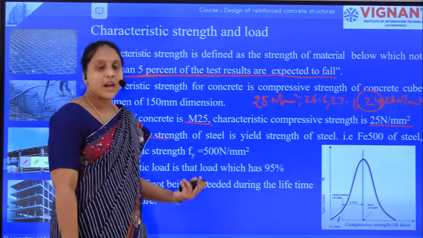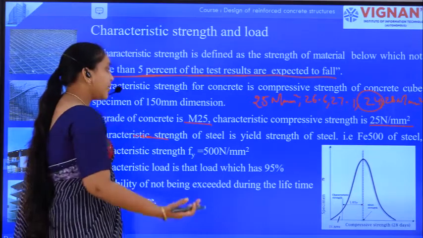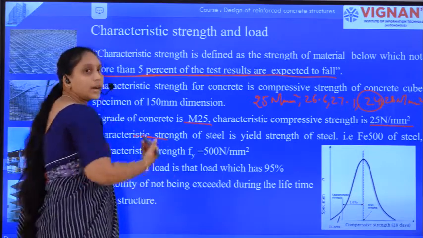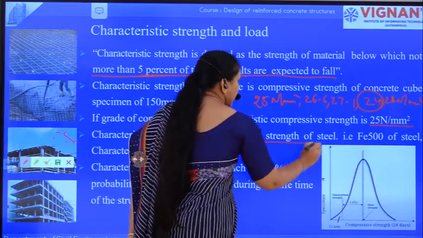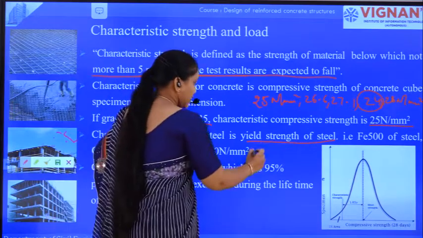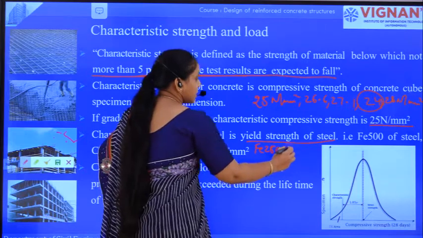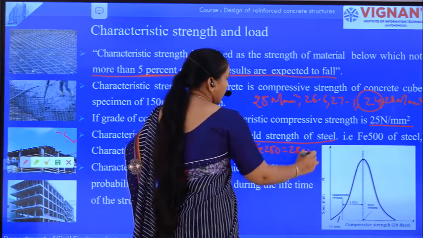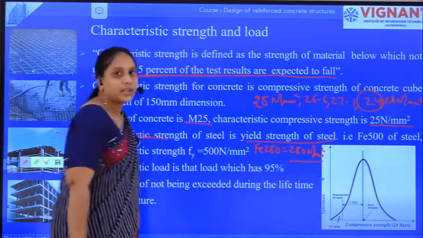So here we have two materials. One material is the concrete and the other material is the steel. If we consider steel, what is the characteristic strength for steel? The characteristic strength for steel is nothing but the yield strength of the steel. For example, if we take Fe 250, then the yield strength will be 250 Newton per mm square. So this is going to be our characteristic strength.